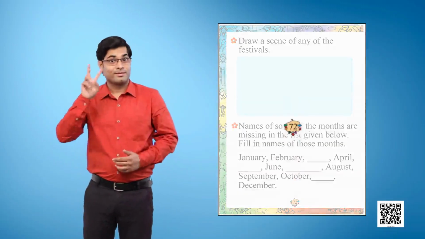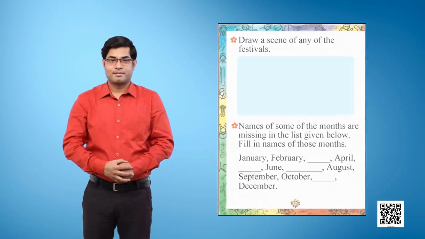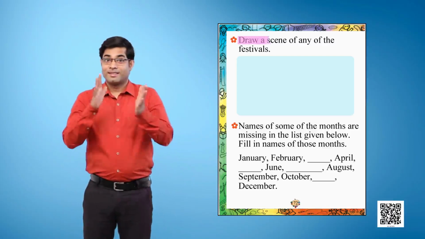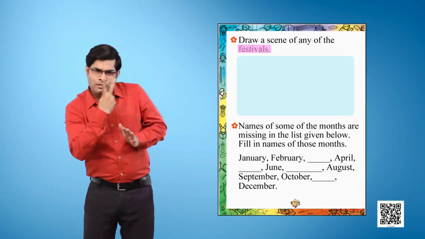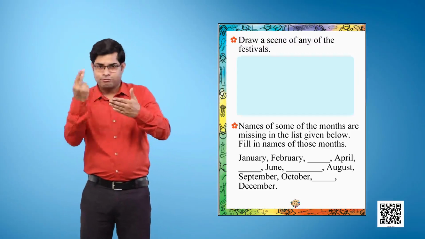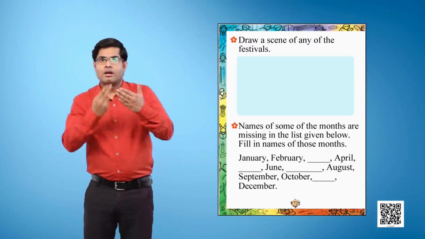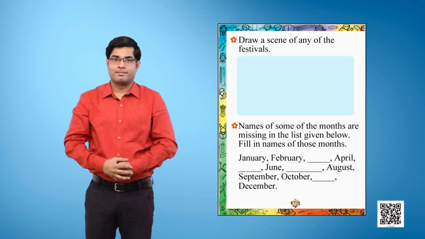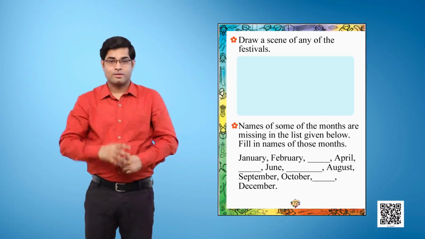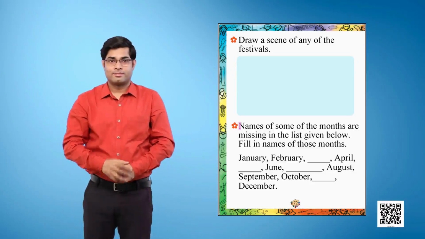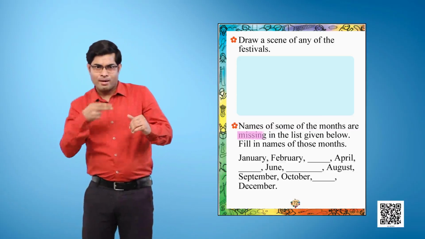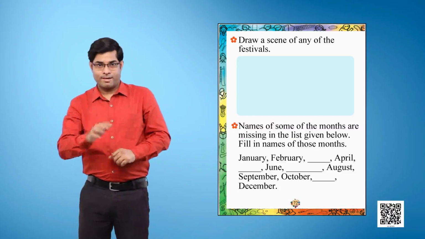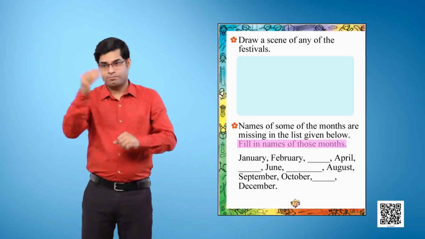Page number 72. Question 1. Draw a scene of any of the festivals. A big rectangular blank space is given for your drawing. Question 2. Names of some of the months are missing in the list given. Fill in the names of those months.